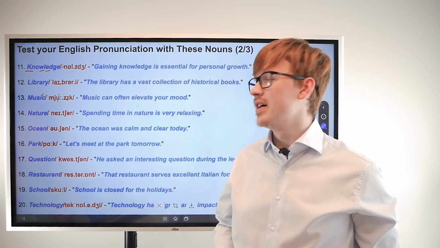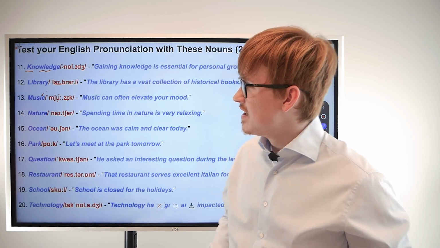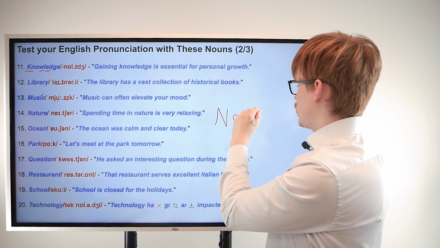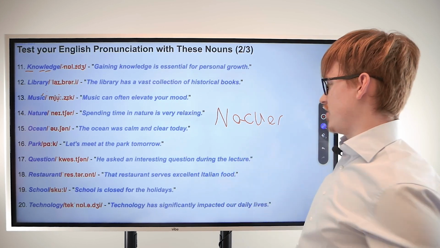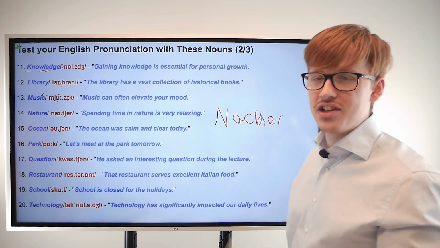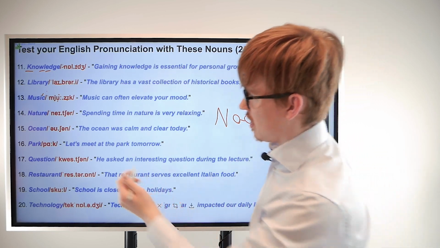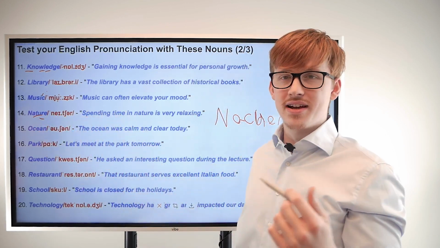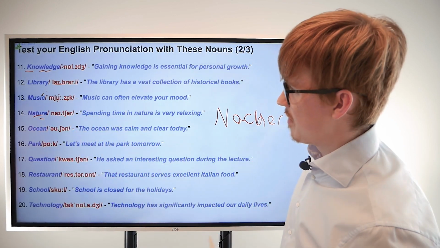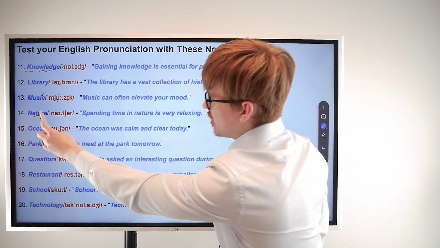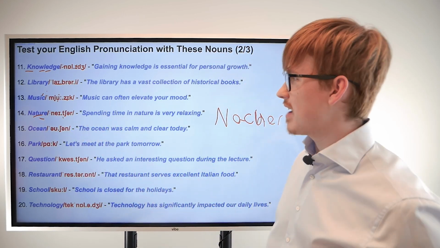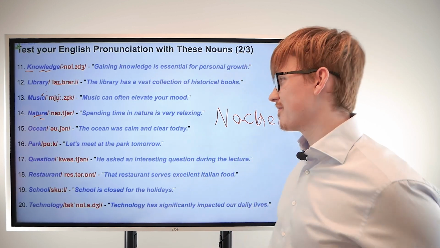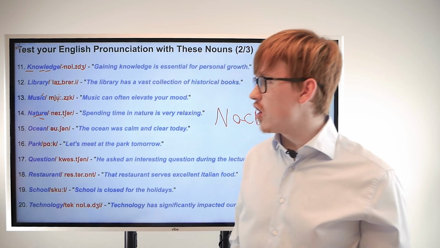Number 14, we are moving on to nature. Spending time in nature is very relaxing. So nature is almost pronounced like this. Nature. There you go, that's an H. We would almost pronounce it like this because our TU becomes a ch, and then RE is pronounced almost like an ER, if you think about it. So that is how we would pronounce that. We have a first syllable stress, and then the rest of the word falls off of that. So nature, nature. Great.